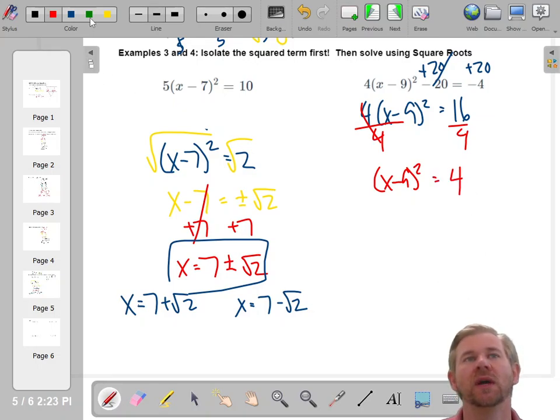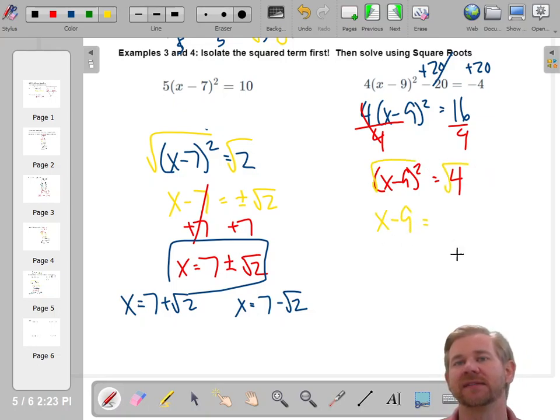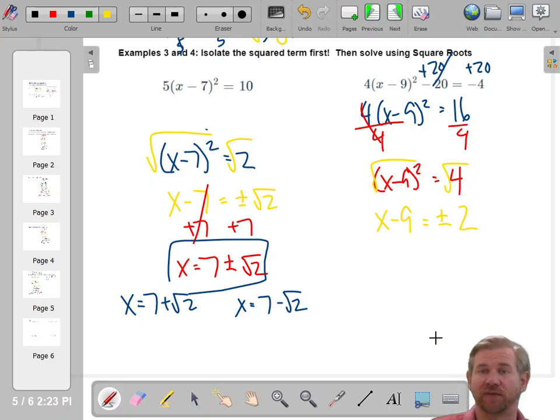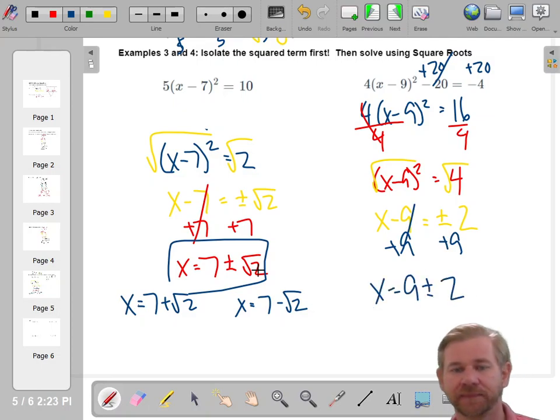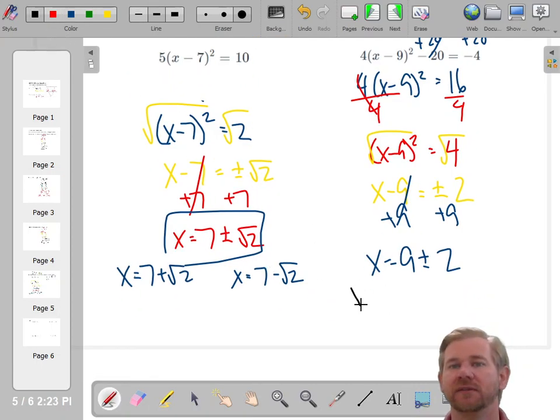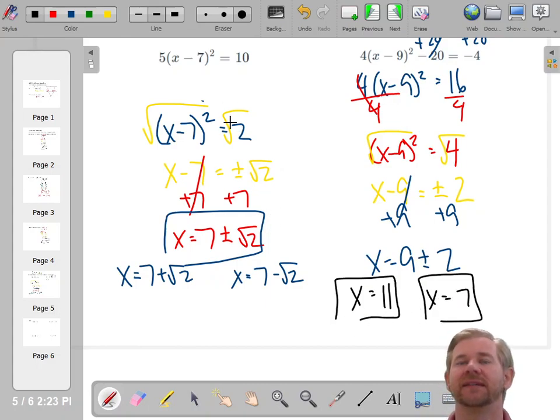Now I'm going to undo the squaring by square rooting both sides, and that gives me x minus 9 on the left, and here we have the square root of 4, which is plus or minus 2. Okay, that's nice because that's a perfect square. So now my last step, add 9 to both sides, and you need to write it as 9 plus or minus 2. But since those are nice friendly numbers, I can actually combine those. 9 plus 2 is 11. 9 minus 2 is 7. So the two answers are 11 and 7.